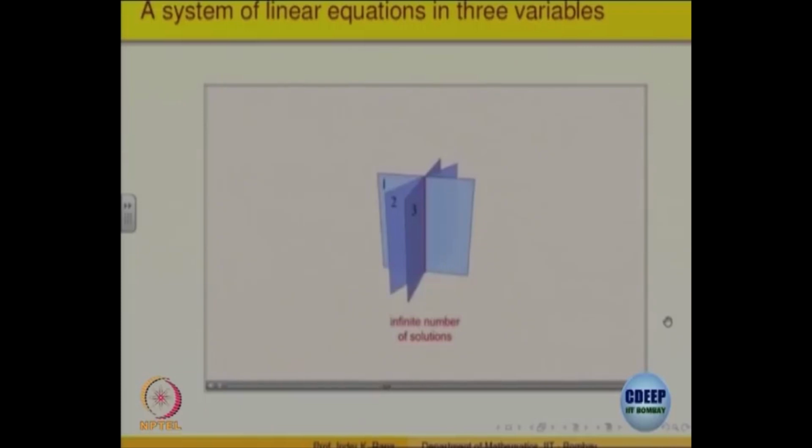The third plane does not necessarily have to be distinct from both of the other planes. If the third plane is identical to one of the other 2 planes, then the points common to all 3 planes are still represented by the same line of intersection, and the system will have an infinite number of solutions.